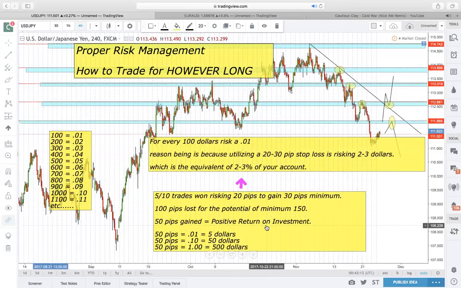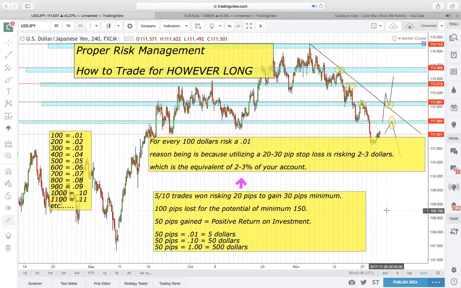Now I want you guys to see this. For instance, 50 pips on a 0.01, you made $5. 50 pips on a 0.10 is $50. 50 pips on a standard, a 1.00, is $500. The same concept it takes to make $1 in the market is the same concept it takes to make $1 million in the market. If we go to this proper risk management aspect, I want you to think about it.